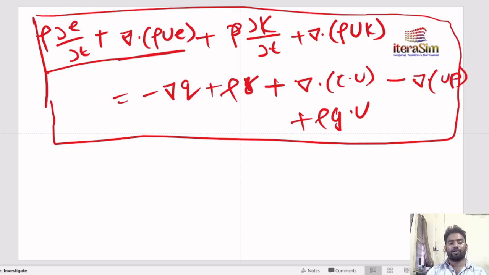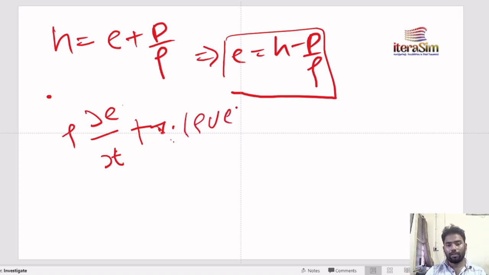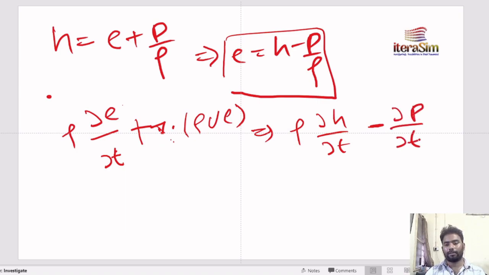Let me first write these two terms, because these are the only two terms that involve the internal energy. So we write rho del E upon del t plus del dot rho u E. Now we can replace E equal to H minus P upon rho, so we will have rho del H upon del t, minus, this rho will cancel out, and we will have del P upon del t.